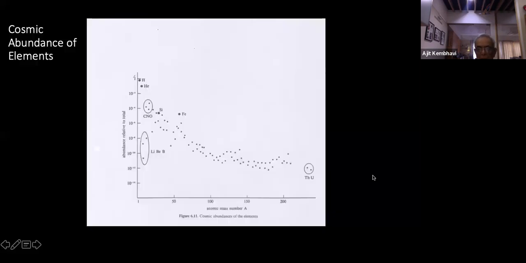Right. So then, what happens is that in the Big Bang, you have got about 73 or so percent of hydrogen, and then 25% or so helium.